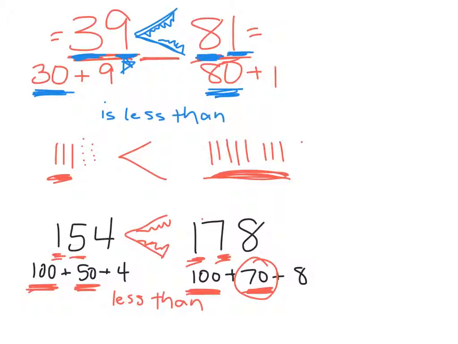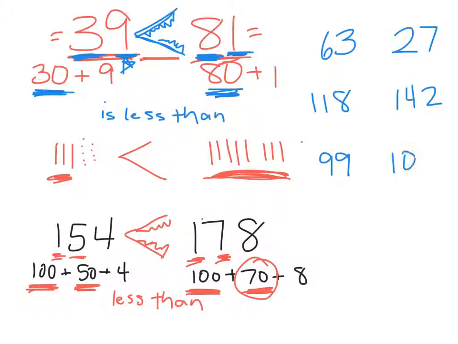Okay, I want you to try a couple more of these in your math notebook. Write down these numbers. Compare the number 63 with the number 27. Then compare the number 118 with the number 142. Then compare the number 99 with the number 105. Go ahead and practice those in your math notebook. Then you're going to go on in your SAB to page 83.